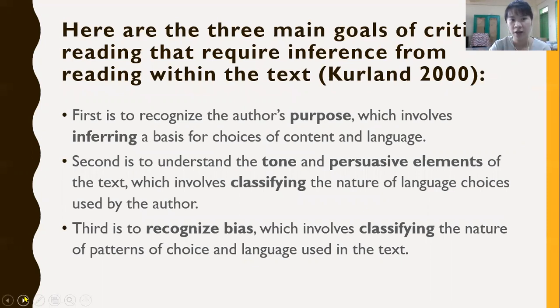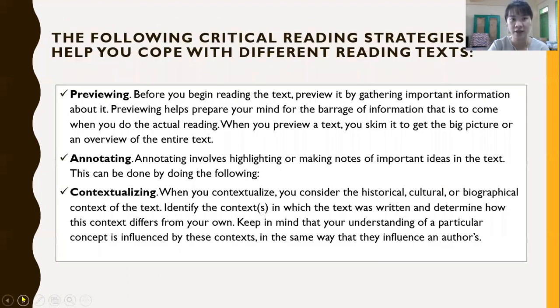And then, first is to recognize the author's purpose. Second is to understand the tone. Happy ba? Sad ba? Yung mood or tone of the text. And then classify the nature of the language used by the author. And the third one is to recognize bias, which involves classifying the nature of patterns of choice and language used in the text. So we have here just a glimpse of the following critical reading strategies that will help you cope with different reading types.